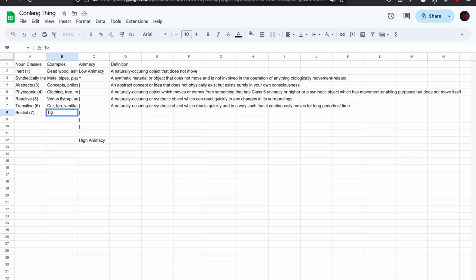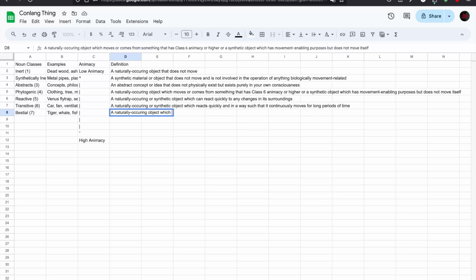Tiger, whale, fish, pigeon. A naturally occurring object which can execute more complex movements based on instinct and intelligence, but cannot feel emotions or have self-awareness.